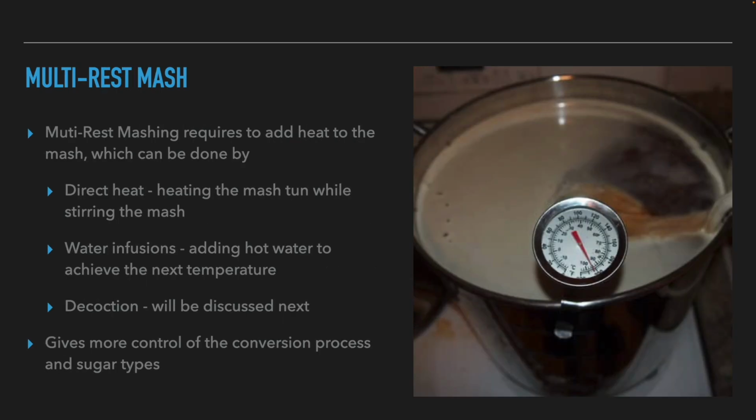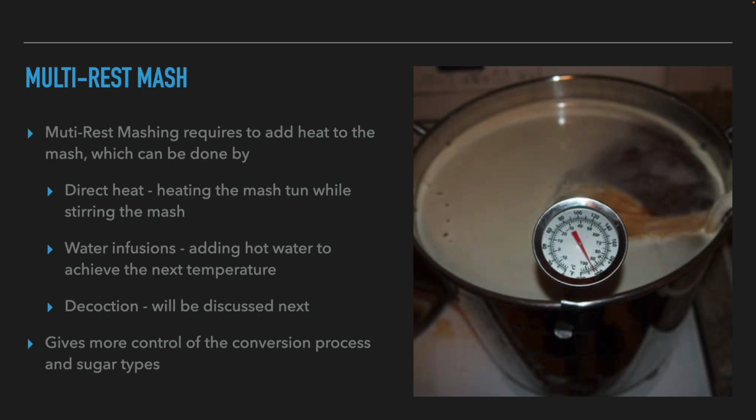The second method to perform a mash is a multi-rest mash. Multi-rest mashing requires adding heat to the mash to increase the temperatures. This can be done by direct heating, meaning heating the mash tun while stirring to keep consistency, water infusions by adding hot water to achieve the next temperature, and decoction, which will be discussed next.